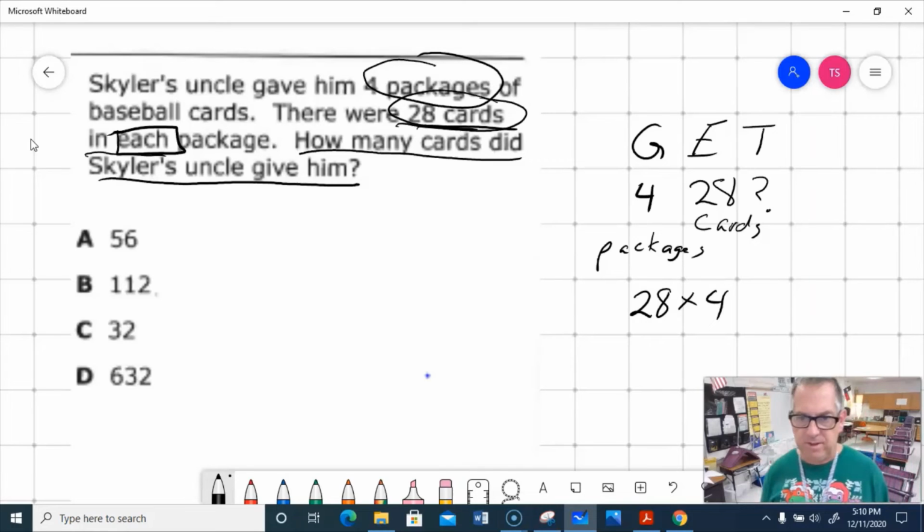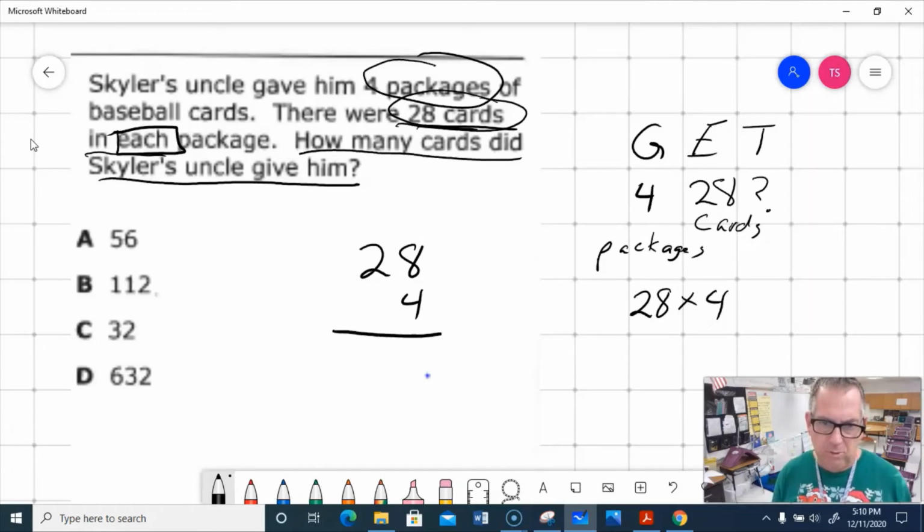Okay, let's check and see if that's correct. So we'll do 28 times 4. I'm going to use a partial product method to solve that this time. So what I'm going to do is the product of 8 and 4. And I know 8 times 4 is, if I double 8, that's 16. If I double 16, that's 32. So 8 times 4 is 32. I'm going to write the product of 8 times 4 there.